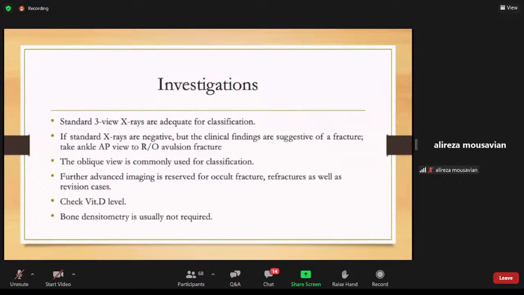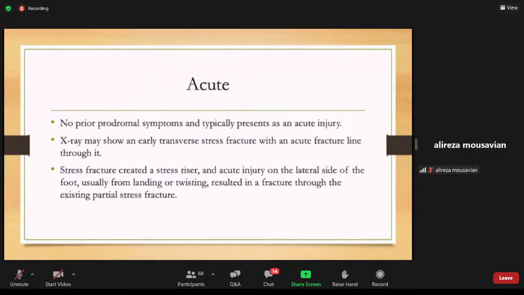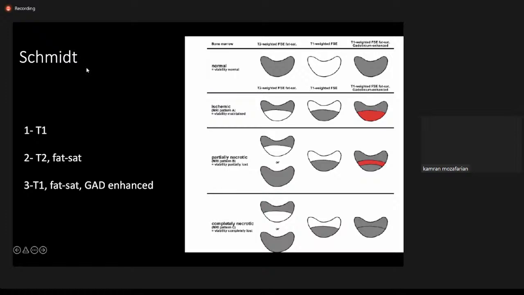For starting, we usually order a standard X-ray. If on physical examination the clinical findings are suggestive of a fracture, but you can't see any fracture in a standard X-ray, please order an AP ankle view to rule out any avulsion fracture. We use the oblique view for classification. In chronic cases or occult fractures, maybe you need further imaging. Check vitamin D level in elite athletes, and usually you don't need to check the bone.